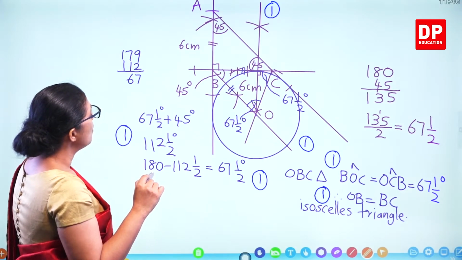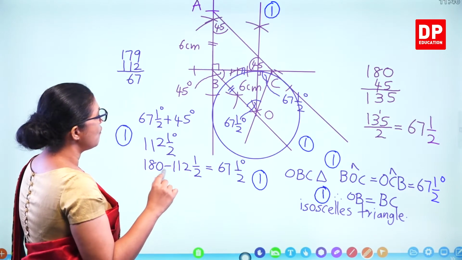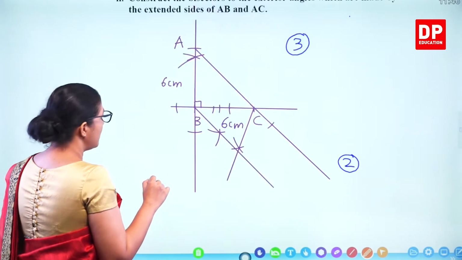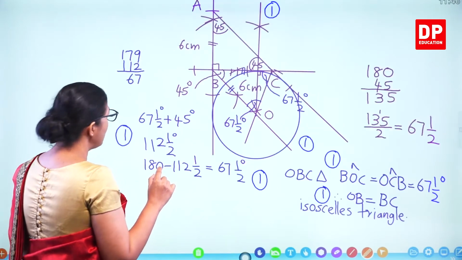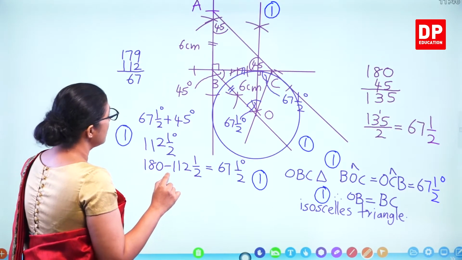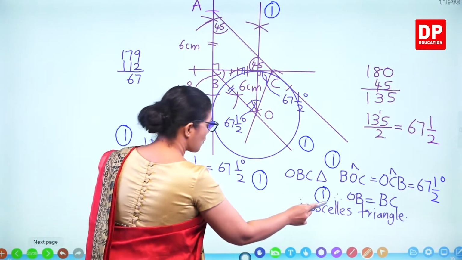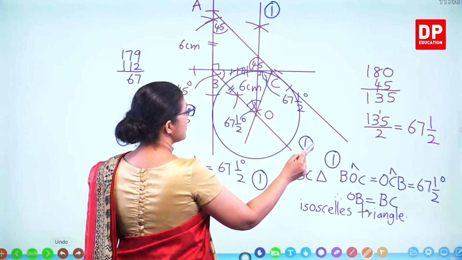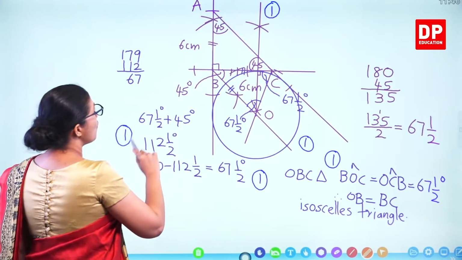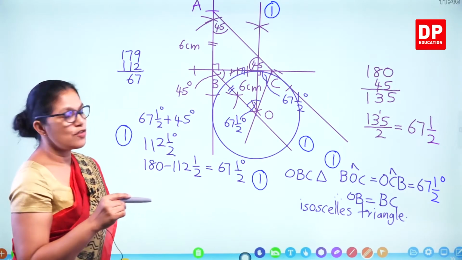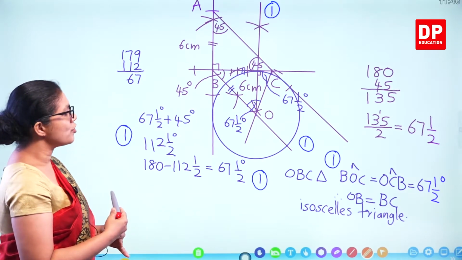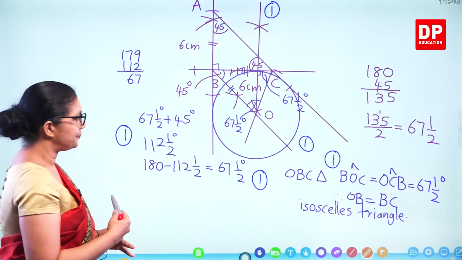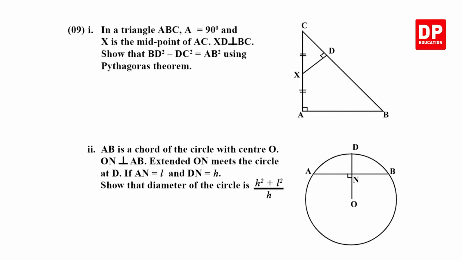So 1, 2, 3, 4, 5, 6 here. We can't give this mark. So we'll reduce. So showing all these steps 1, 2, 3, 4, 5. 5 for these 2 steps. So altogether 10 marks. Now you can try question number 9.